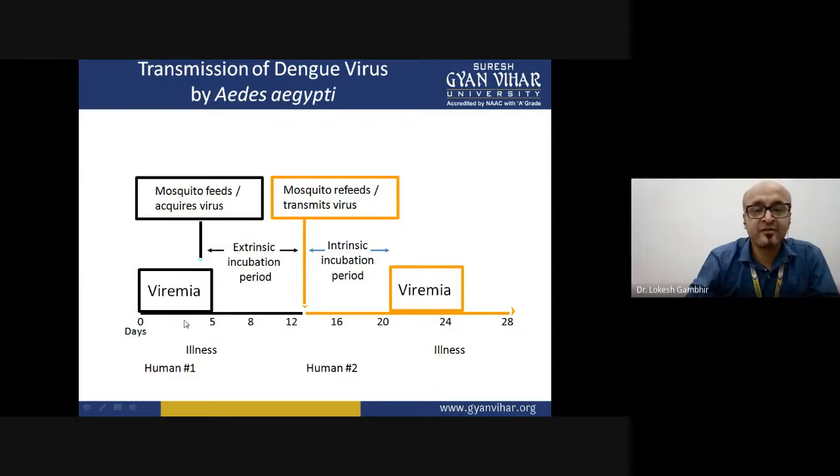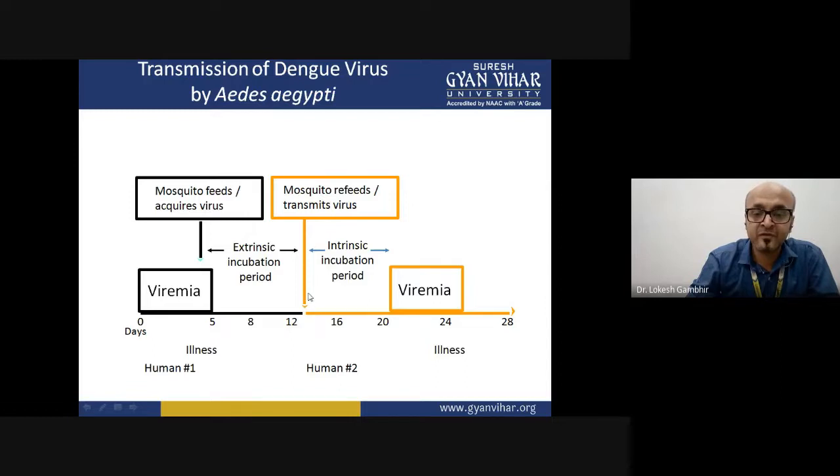When the virus has crossed the barrier and is present inside the blood, which is containing the virus load, the condition is called viremia. So when we are talking about day 0, the first human has been infected and the symptoms have started, and the mosquito has taken blood from an infected individual. Now, after taking the blood, say after 5 to 6 days, it bites a normal healthy individual.